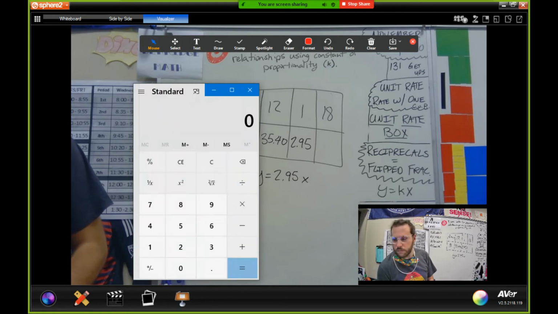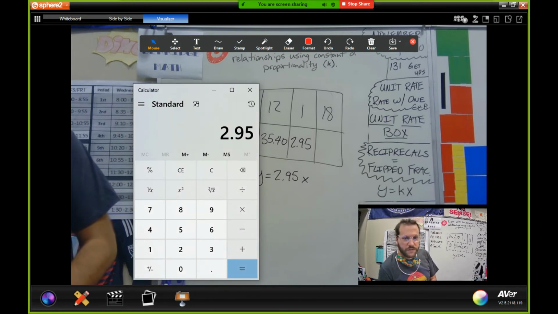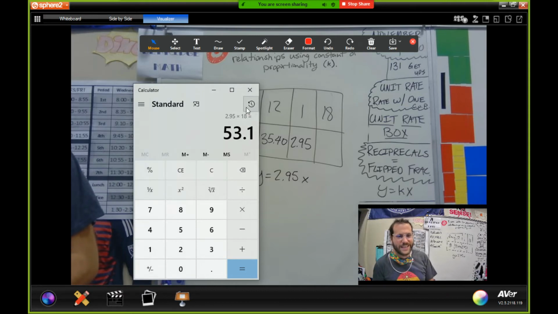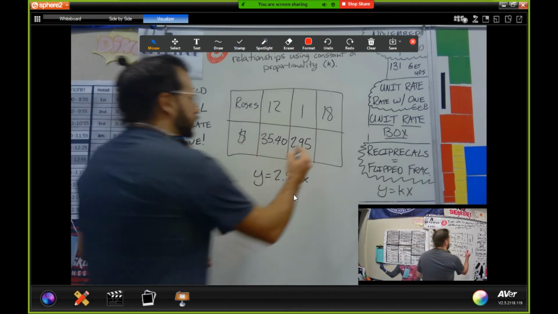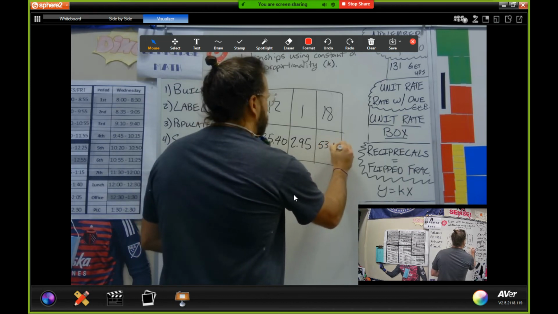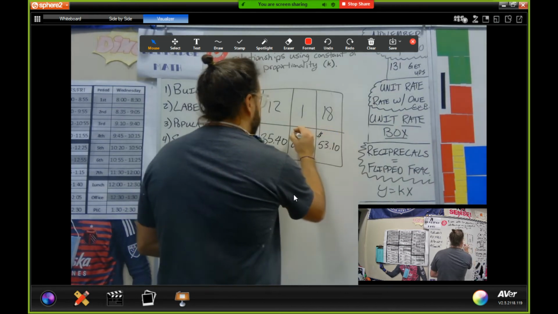So I'm going to do the same thing with 18. I'm going to take $2.95 and I'm going to multiply it by 18 roses. I'm going to get $53.10.